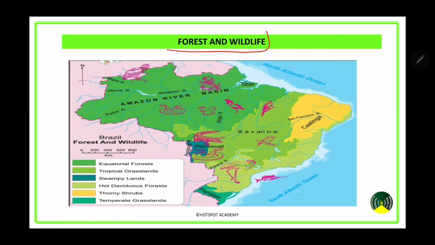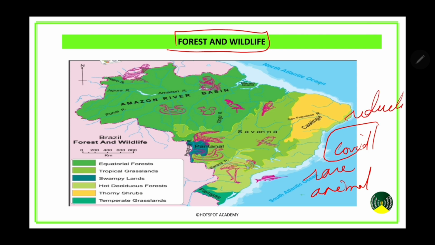Now, forest and wildlife. See, there is a rare chance that they would ask you about the animals or the wildlife. Reason? Because of COVID, there's a reduction in your syllabus, so they have cut it down. But if in case they ask, you should be aware what kind of animals are found where.